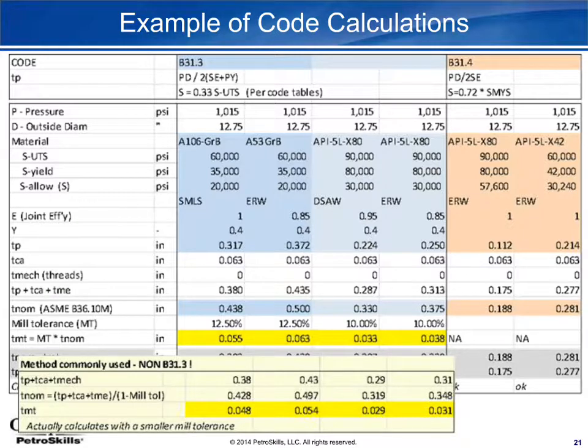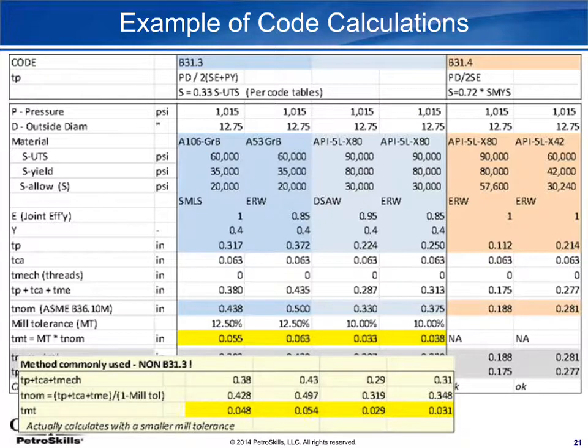So I make a calculation for TP, my thickness for pressure. I add in my corrosion allowance and get a total of TP plus allowances of 0.38. From there, I make an assumption and look up and select a wall thickness. In that first column, you can see I've selected 0.438 for A106 grade B seamless. From that, I deduct the 12.5% mil tolerance. My mil tolerance here is 0.055.